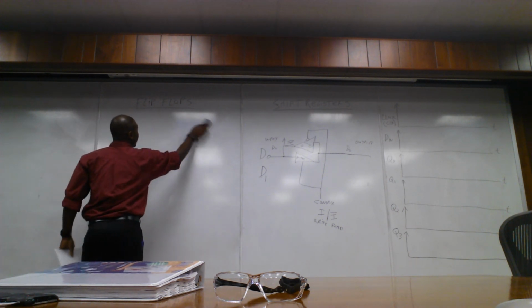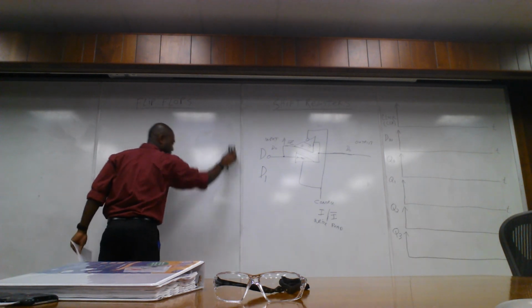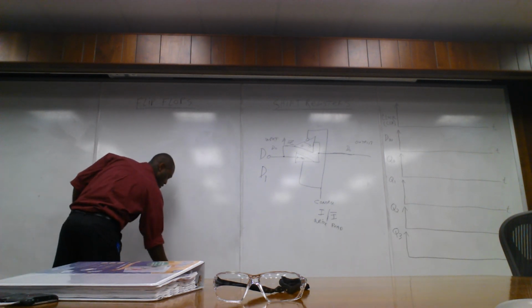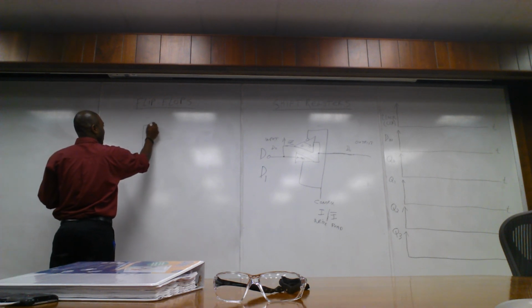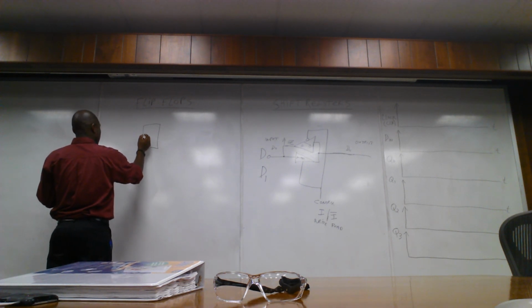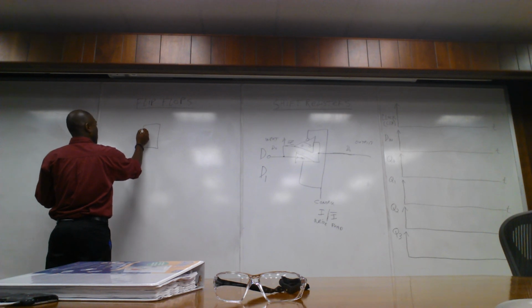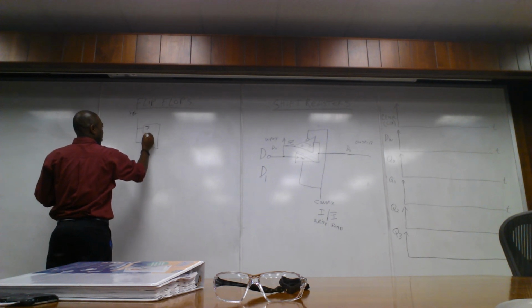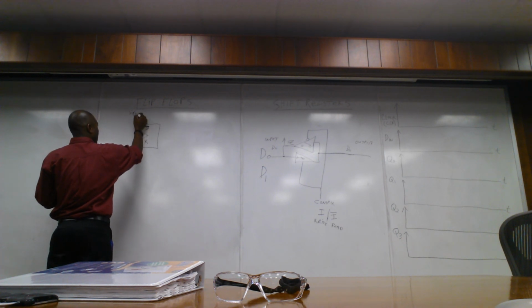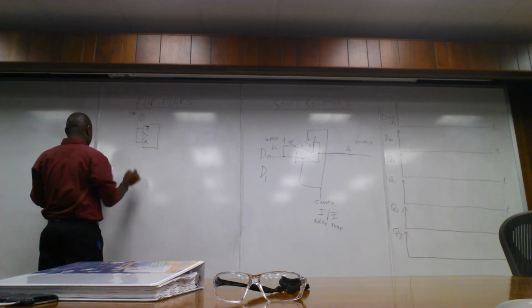So John mentioned the JK flip-flop. The JK flip-flop internally they tie high. This is J. That's K. And this is a 1 right here.